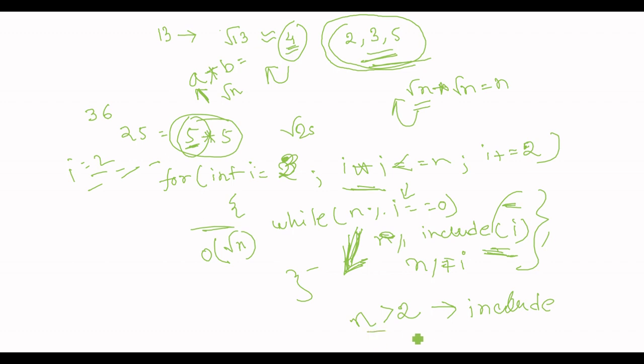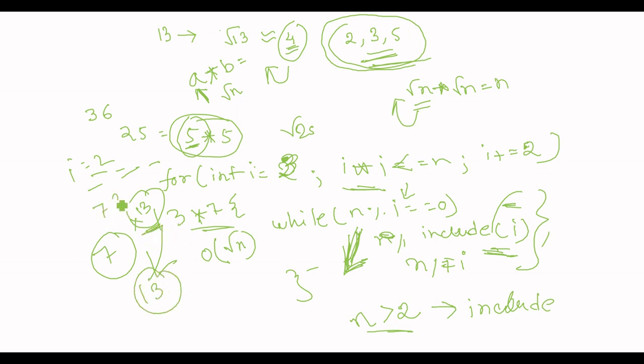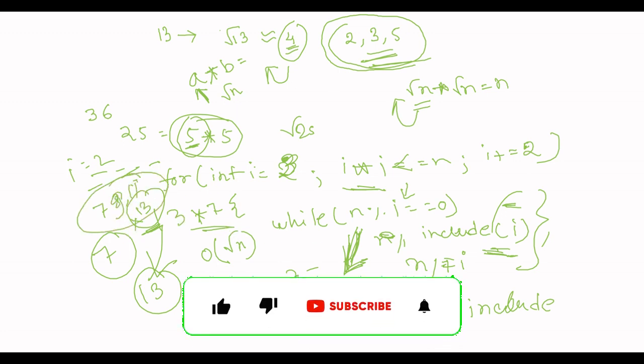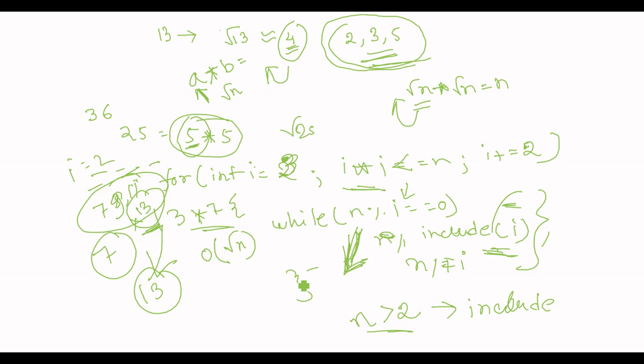Why are we including this n? As I was mentioning, for 13 cross 7 we have already got 7, and this 13 is left, so this 13 also we need to include, and for this 13 we are not checking 7, 9, 11, this part we are not doing. So this is an order of square root approach, and the previous one was an average log of n approach. This is a very good mathematical question, and it will clear a lot of doubts regarding prime numbers.